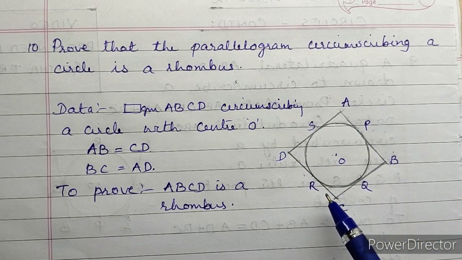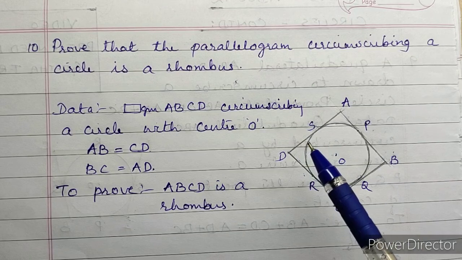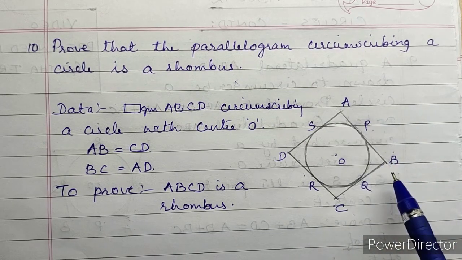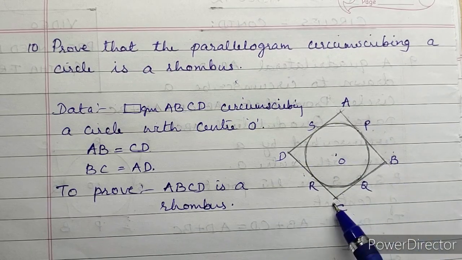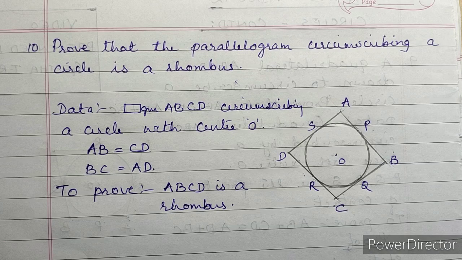Last year we have done a few sums related to this. Hope you remember that. So if adjacent sides are equal in a parallelogram, you can say that the parallelogram is a rhombus. So here also you have to prove that adjacent sides are equal. AB is equal to AD, or AB is equal to BC, or CD is equal to AD. Like that, if you prove, you can say that this parallelogram is a rhombus. So next, proof.